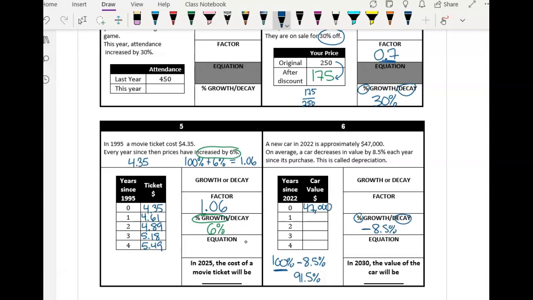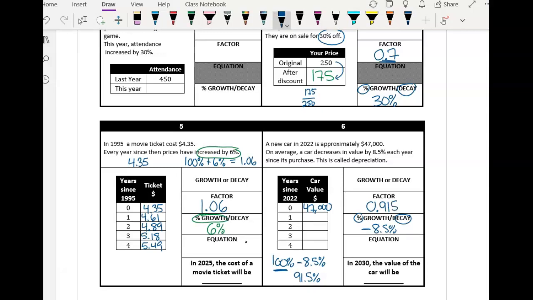And what does that mean our factor is? It's not 8.5. It's not a negative 8.5. It's going back into those terms of we had one whole minus 0.085, right? And we can think about it that way. It's 91.5% or 0.915.